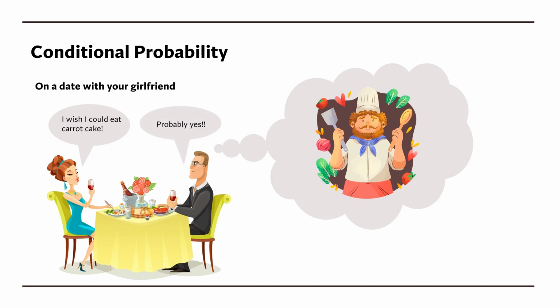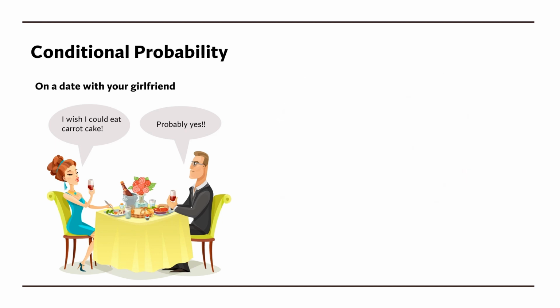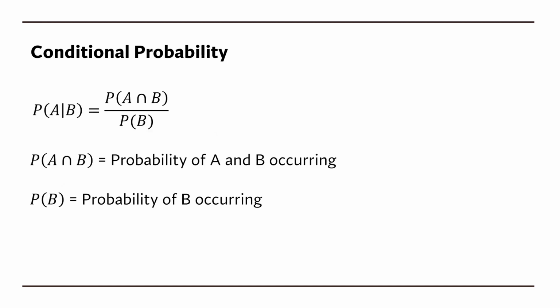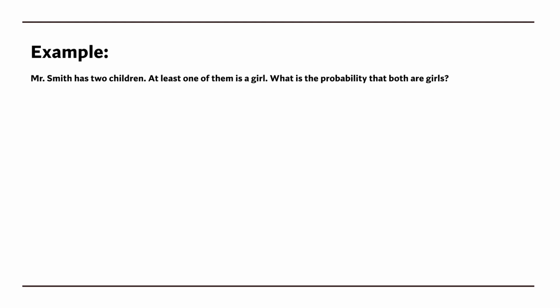This is what essentially is conditional probability. Conditional probability is finding out the probability of an event given that you have some other piece of information which can influence that situation. So now let's see the mathematical explanation of it. Mathematically, probability of A given B is calculated as the probability that A and B occur divided by the probability of B. Now let's look at this with an example.